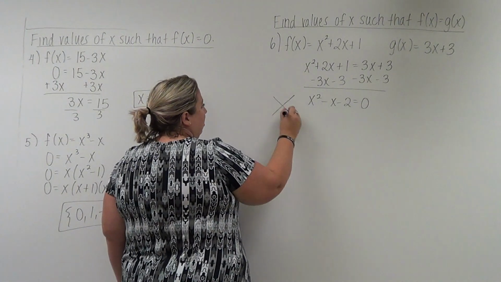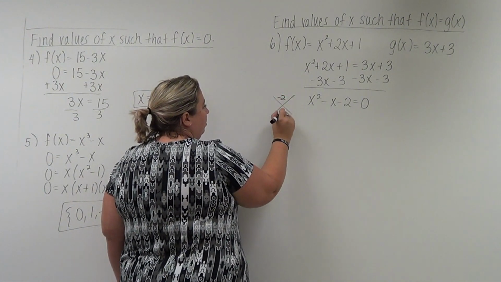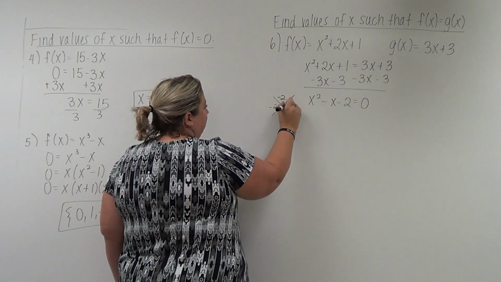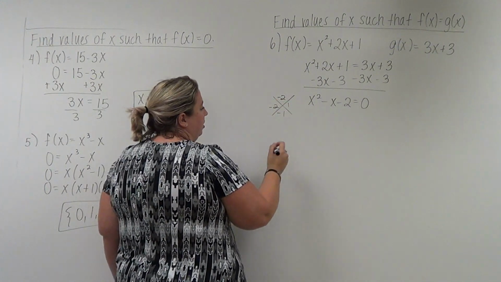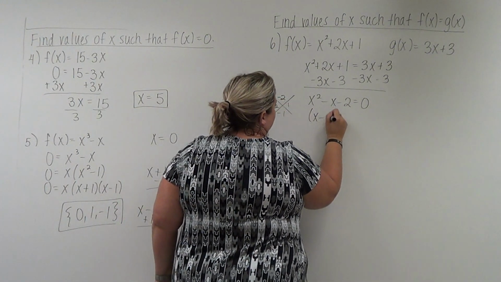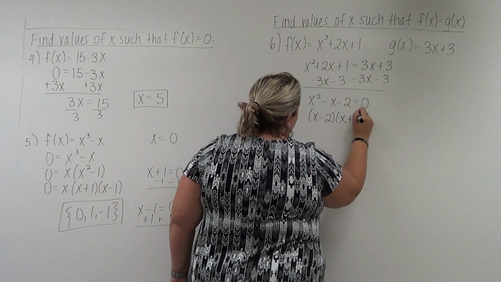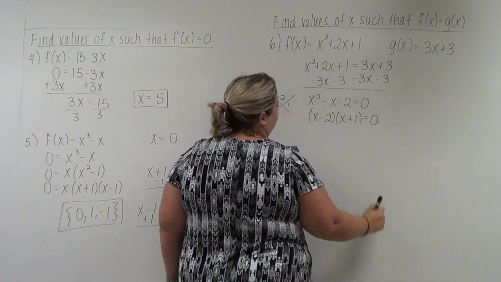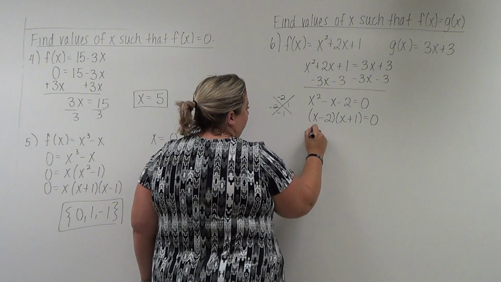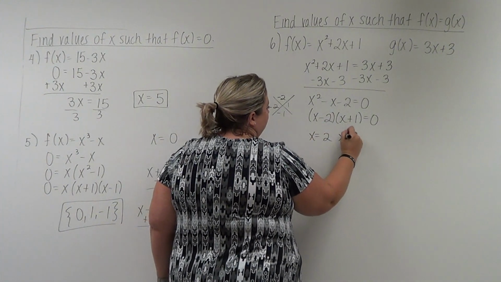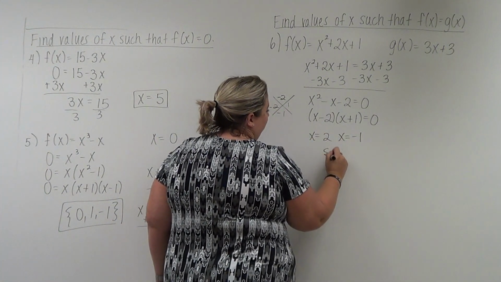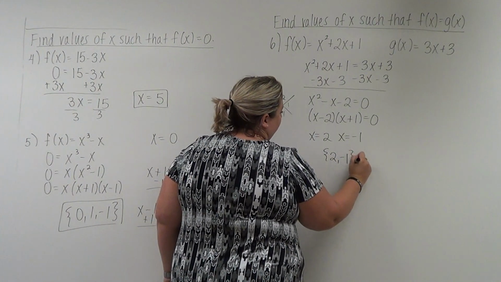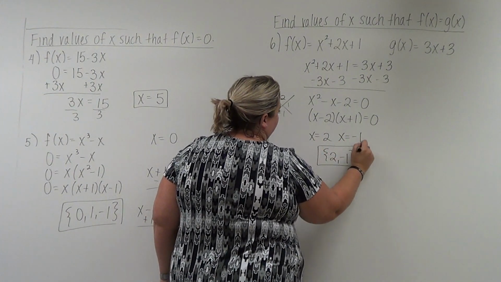This will factor: multiply to get negative 2, add to get negative 1 is negative 2 and positive 1. So it factors into x minus 2, x plus 1, and then I would solve each part. So x equals 2, x equals negative 1. Those two are your answers.